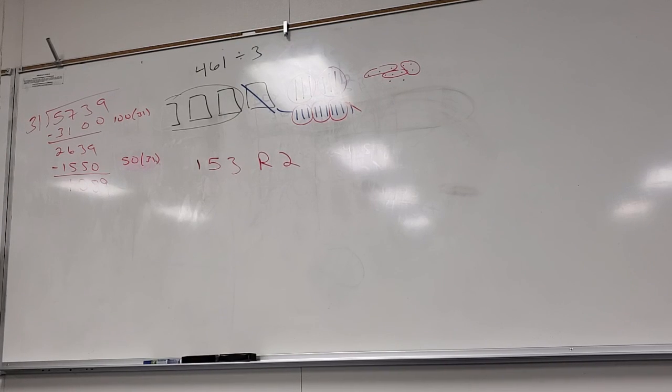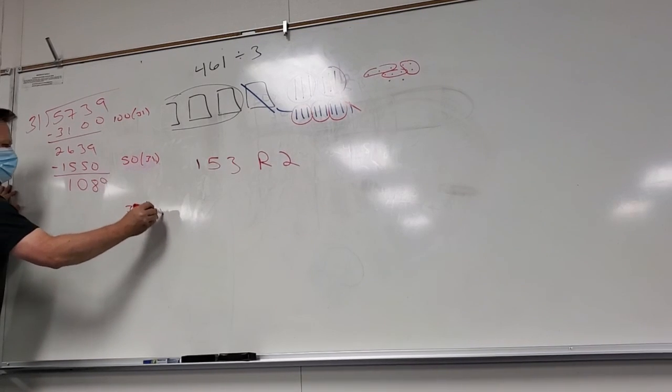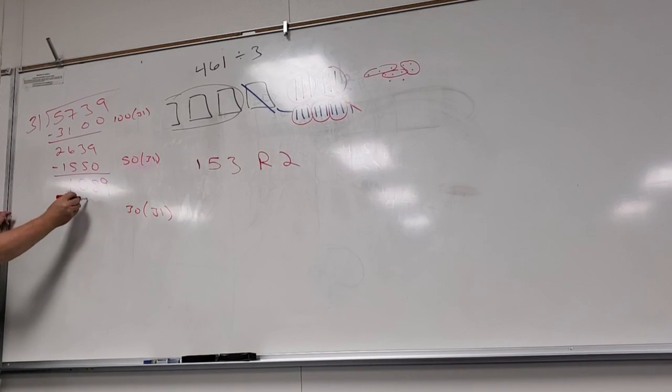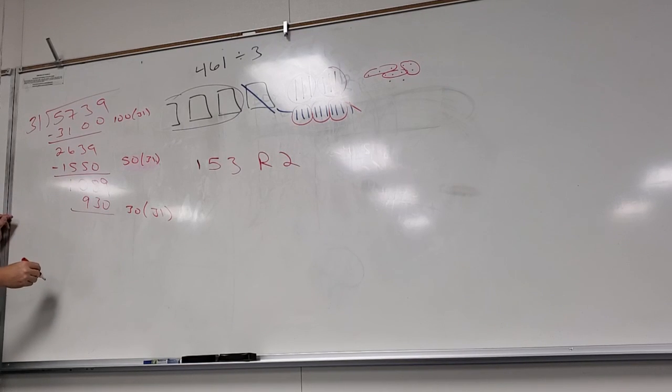What do you think now? How many 31s do you think? What's 3 31s? 93. So what's 30 31s? If 3 31s is 93, 30 31s is 930, right? Just add an extra 0. So let's say 30 31s. So that's 930. What do we have left here now?